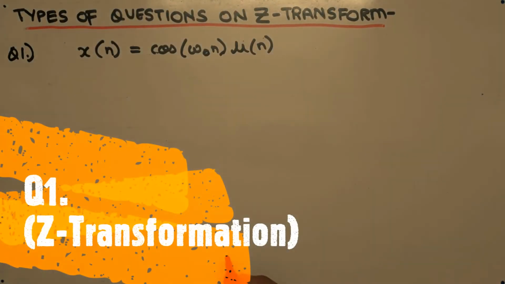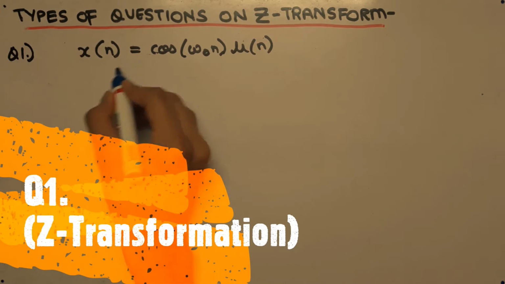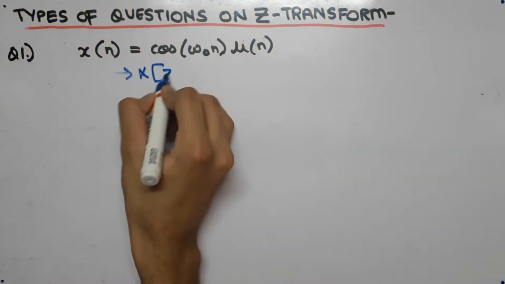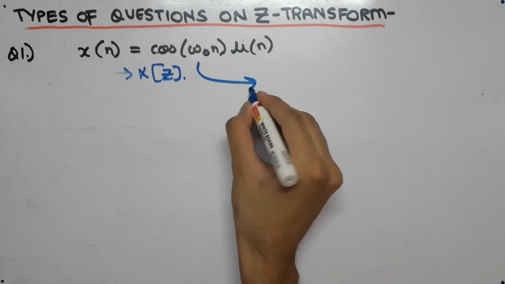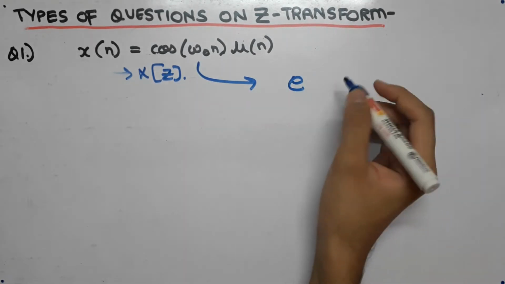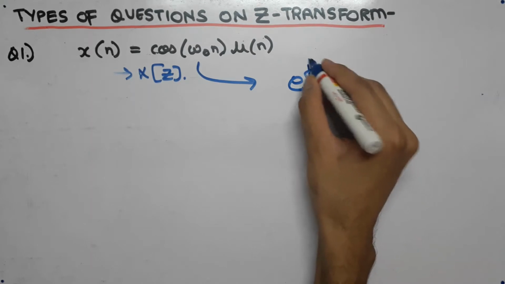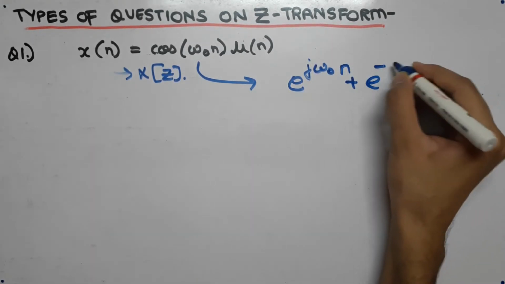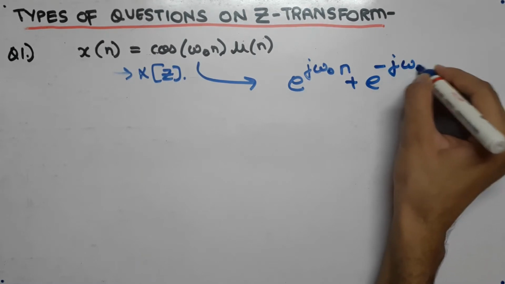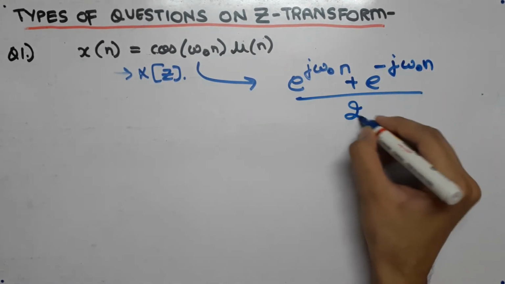Now guys, in question number 1 we have to convert x(n) to X(z), that is, we have to do normal Z transformation. First of all, we are going to write cos(omega naught n) in terms of e, that is, we will write this as (e^(j omega naught n) + e^(-j omega naught n)) / 2.